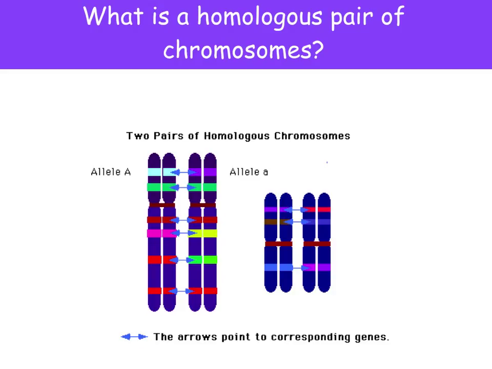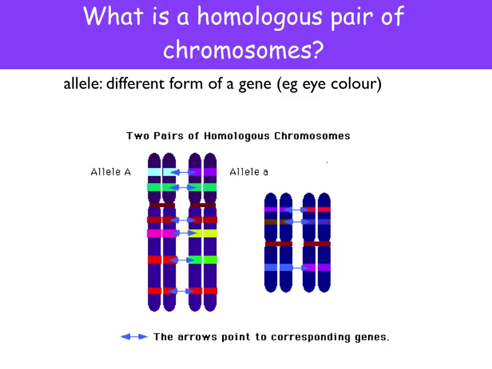So as mentioned earlier, genes have different forms. For example, on the first pair of homologous chromosomes, you've got allele A and allele little a. These will be the same gene, but different versions. For example, you could have allele capital A representing the allele for brown eyes, and allele small a representing the allele for blue eyes. So what is an allele? An allele is a different form of a gene.